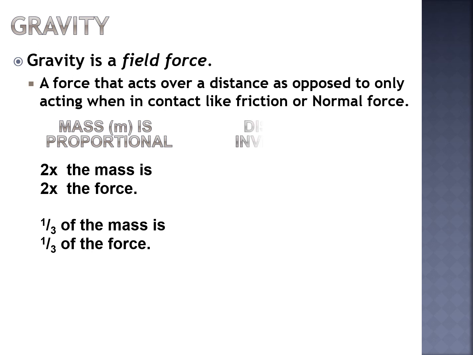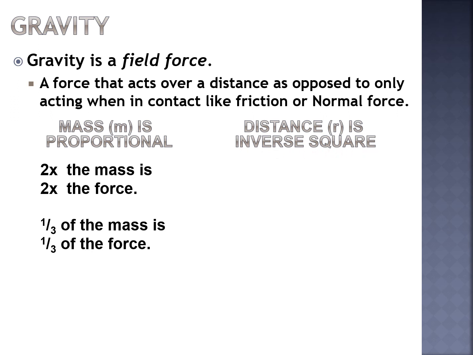Now, the second thing that affects the force of gravity is going to be the distance. Now, we use a little r. The reason we use r is because a lot of times, with the distance between two objects, one object is orbiting around the other, so that distance then becomes the radius for that object as it's orbiting around. All right, so the distance affects the force of gravity by what's called the inverse square.